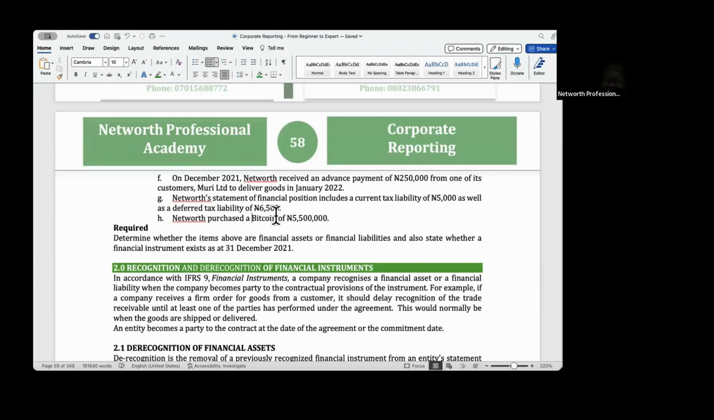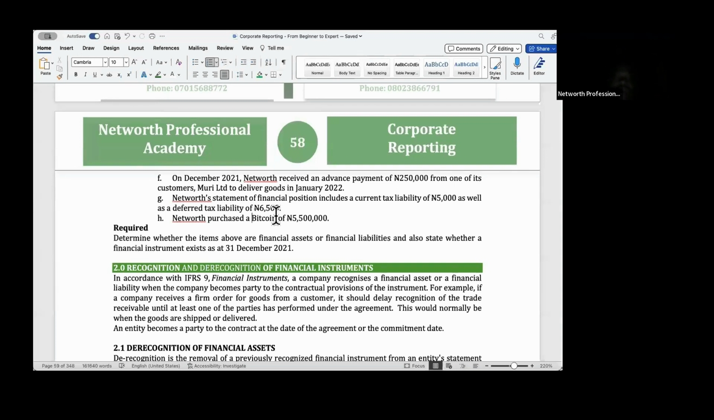According to IAS 7. The second one is that a financial asset is an equity instrument of another entity. That is clear, meaning that when you buy shares in another company, you have a financial asset. Bitcoin is not shares, so it doesn't qualify there also. The third one on financial asset is that a financial asset is a contractual right to receive cash. Bitcoin does not give you a contractual right to receive cash.